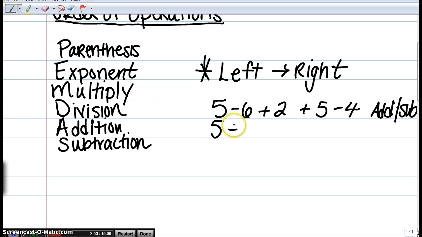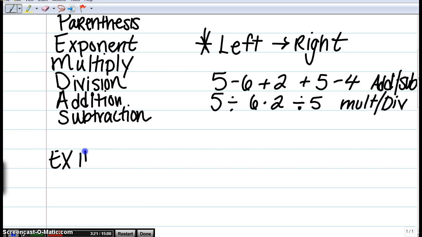Because there are times when it will make you get the wrong answer if you don't use the left to right rule. Same thing if you have multiplication and division left. You want to make sure that you just go from the left to the right. So you would do 5 divided by 6 times 2 divided by 5. So those are the rules of order of operations.